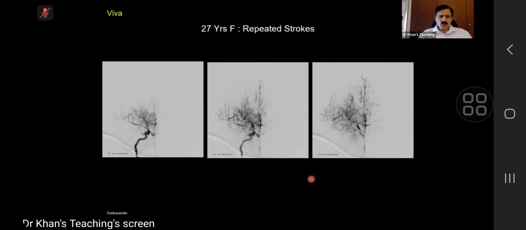Yes, please. So this patient is a young patient, 27 years old. She presented with repeated strokes in the past also. Ultimately, an angiogram was done. This is the picture on angiogram. Over to you.